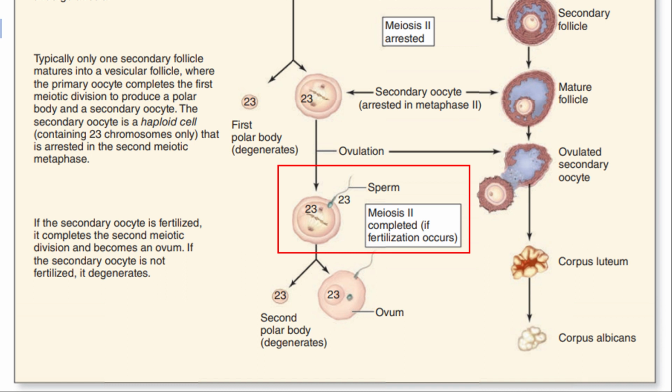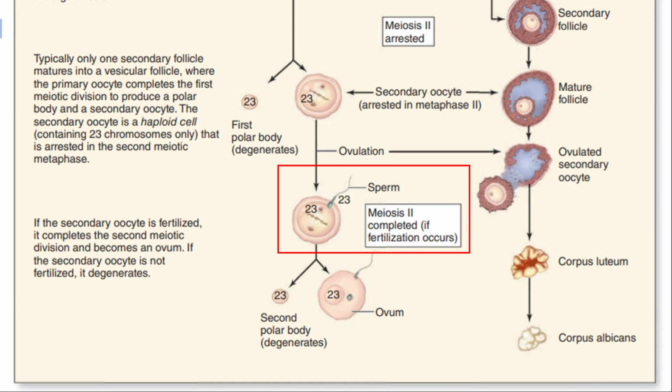So what stimulates the secondary oocyte to continue through meiosis 2? What will cause the secondary oocyte to continue or to finish meiosis 2? The stimulus is fertilization. Diba? So the fusion of the sperm cell. Ibig sabihin, as long as hindi pa siya na-fertilize ng sperm cell, mananatili siyang secondary oocyte.